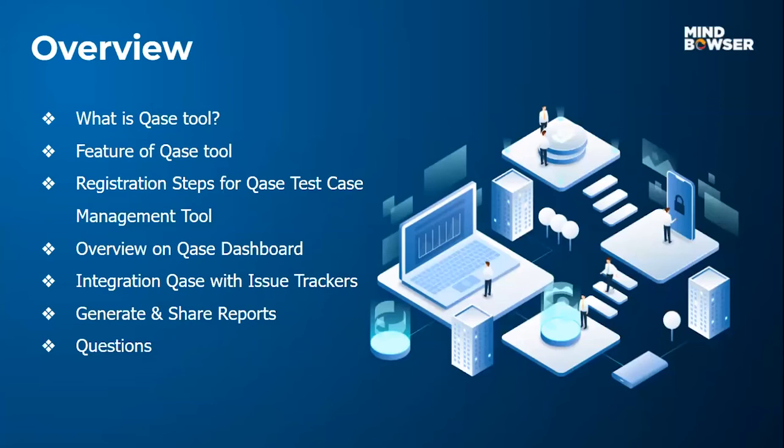Okay. So first things first, let's understand the topics of CASE that we will be going through today. The first topic is pretty obvious: what is CASE. Then the features of the CASE tool, like what makes it so popular among the other test management tools. Moving forward, we will see the working of CASE, which is basically divided into four parts: registration steps, overview of CASE, integration of CASE with the issue tracker, that is Jira, and then finally the report generation followed by the report sharing.